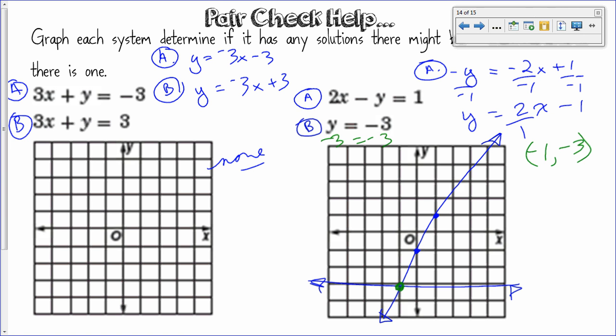Now, if I want to plug it back in, does it matter which equation I use? Can I use this one? Can I use that one? I can use either one, right? Which one would you guys prefer to use? Either way, it doesn't matter. Negative 3 equals 2 times negative 1 minus 1. So it works, doesn't it? Okay, so this is my answer.